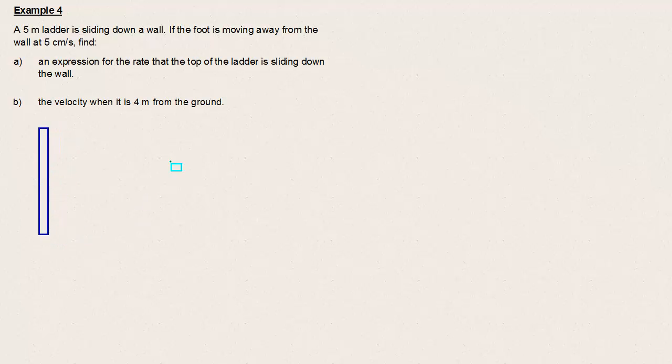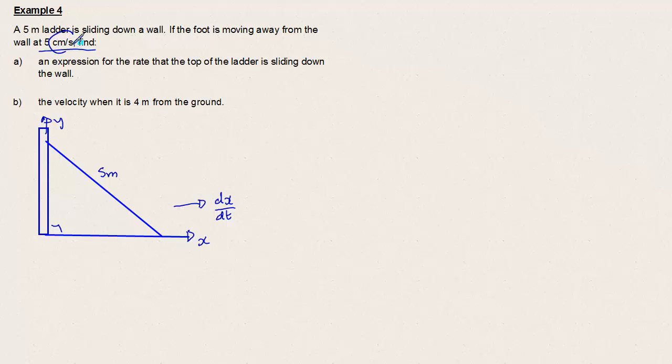So if we say that this is the wall and this is the ground, first of all we know that's a right angle, and then we'll have the ladder here, and we know its length is 5 meters. If I call this distance x and this distance y, then we're being given here that it's moving this way, and that's dx/dt, the rate of change of x.